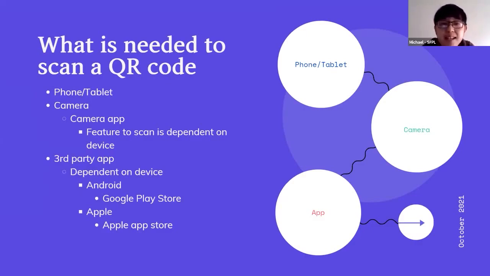But if you have a device that doesn't have the option to scan QR codes, or even if you don't have it and you try to scan a QR code, nothing happens, then that means that the app on your device doesn't have the ability to scan a QR code. And that is when you would have to download a third-party app. You would go to the Apple App Store if you have an iPhone or an iPad, or you would go to the Google Play Store if you have an Android device.